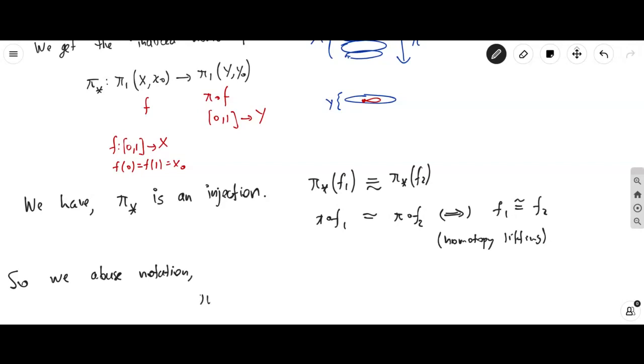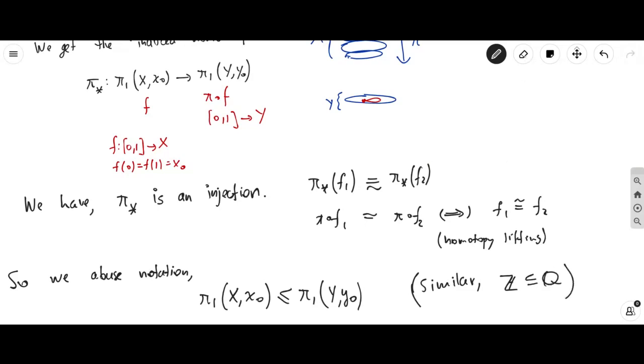And we would write that the fundamental group of the covering space is a subgroup of the fundamental group of the base. That's what we would say. It's kind of similar to when you say that the integers are a subset of Q. I mean, they're not really a subset of Q because Q contains pairs. It's like fractions, and these are just integers.